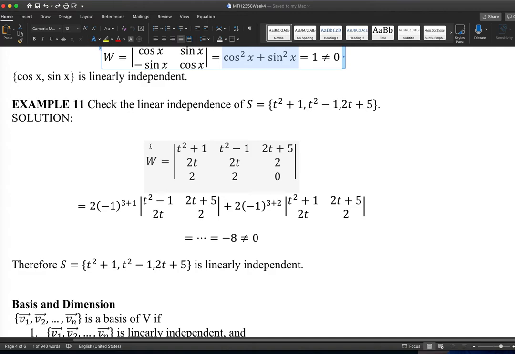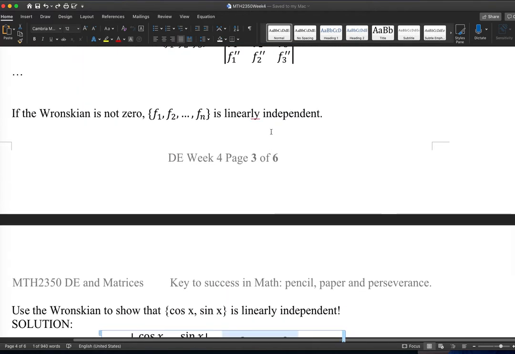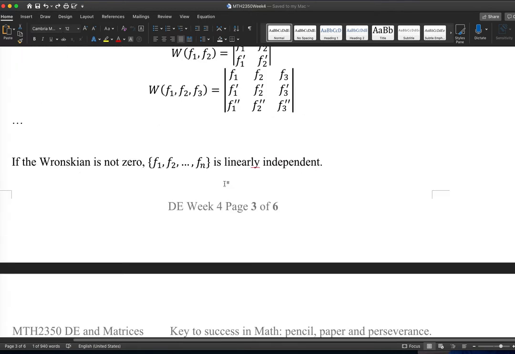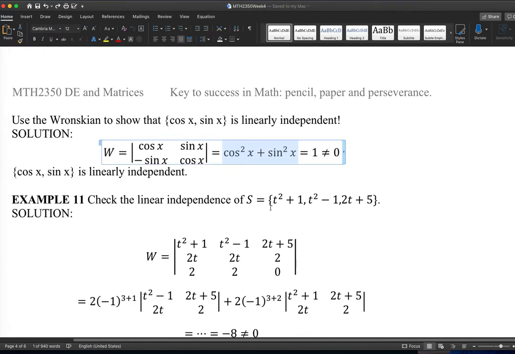Let's look at another example. I have three functions, and you can do it the old-fashioned way like I did in example 10. This time, I'm using the Wronskian method. For those three functions, I calculated the Wronskian, the determinant of a 3 by 3 square matrix. For the first row, you copy down those three functions. Then starting from the second row, you calculate the derivative, then the second order derivative.